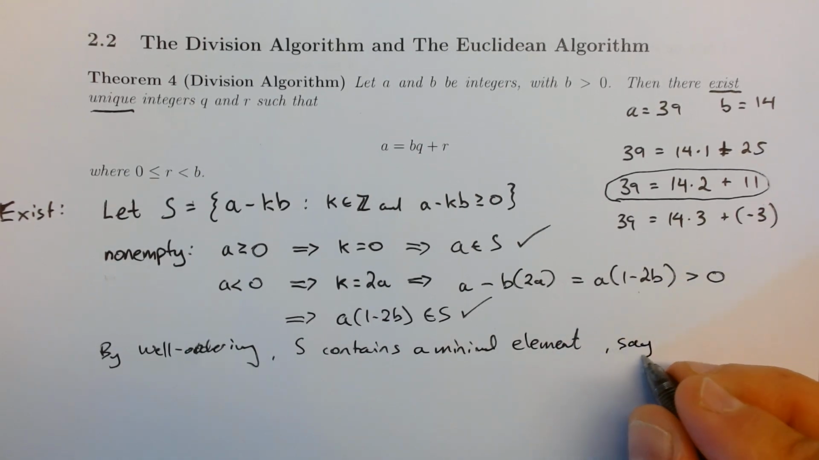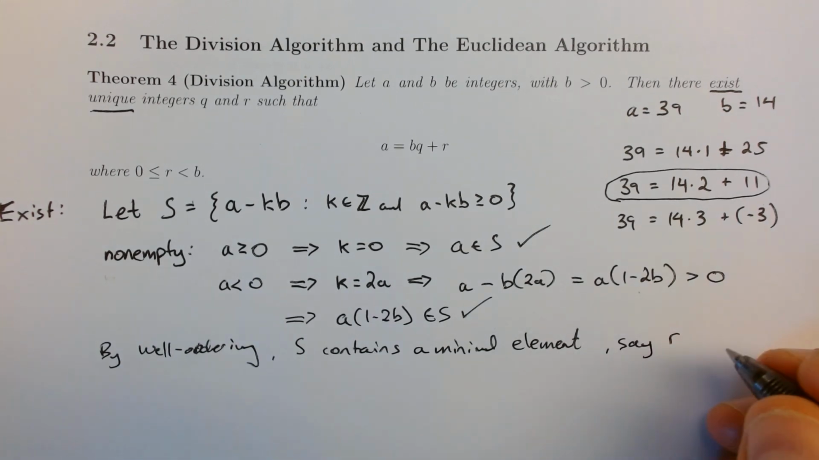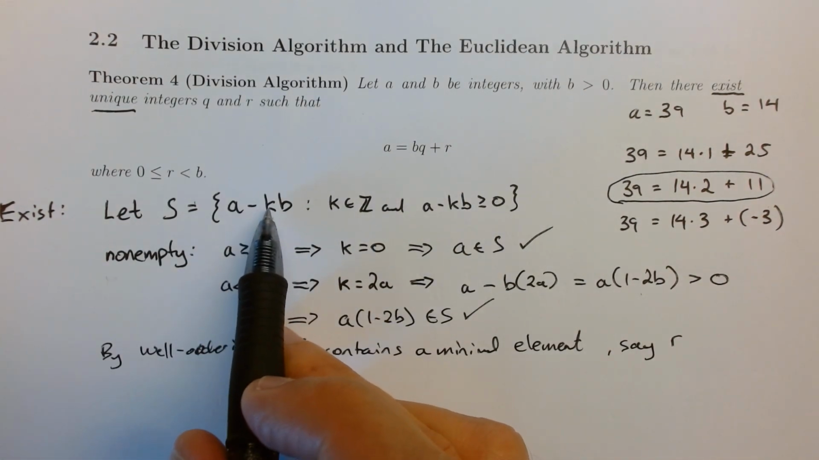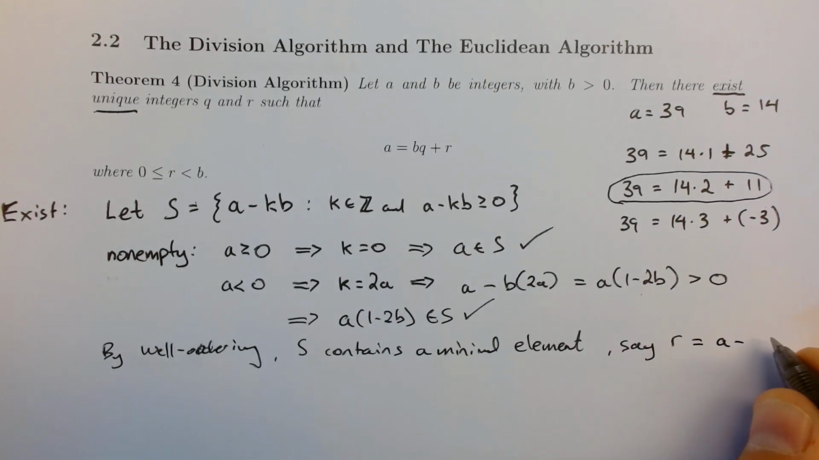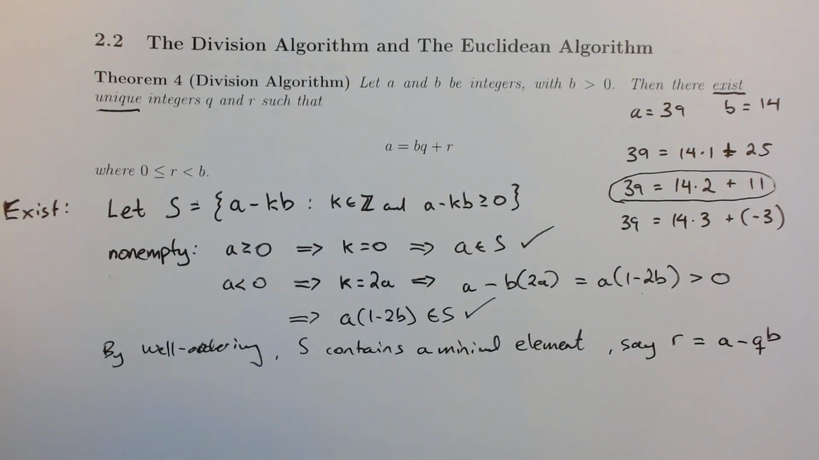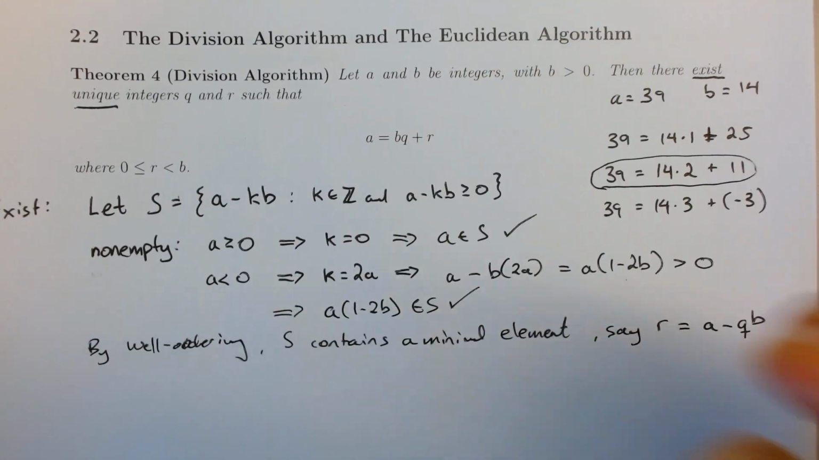Say R. Well, it is going to be the remainder that we want. And by definition, R looks like one of these. So we'll say that the K that produces that R, we'll just call it Q. So that means R is equal to A minus some multiple of B. So we'll just call that K Q, just because that's what it's going to end up being. So, moving that back over, we do get this part of the theorem.